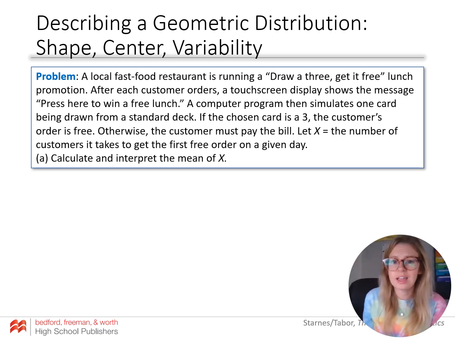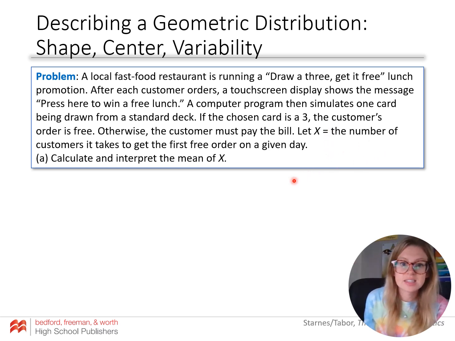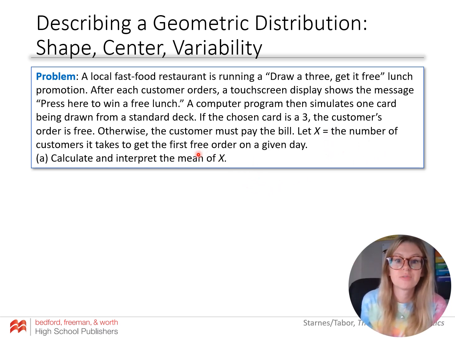All right, let's go ahead and calculate those. So this is the draw 3, get a free lunch kind of situation. X is the number of customers it takes to get the first free order on a given day. Okay, so again, it's not I have this many customers, it's just how many customers is it going to take me until I get that first free order. So we have geometric now. Calculate and interpret the mean of X.